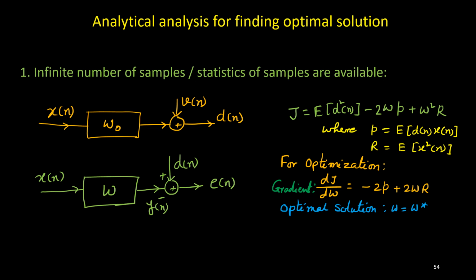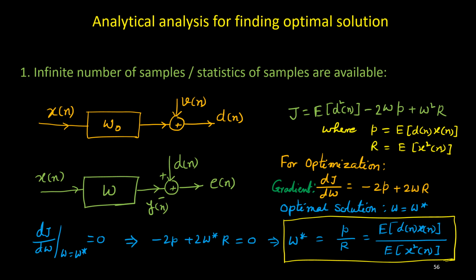And for the optimal solution, suppose w equal to w star is the optimal, meaning the minimum point. So at that point, the derivative should be 0. So we can solve for that. We can put minus 2p plus 2w star R equals 0. So if we solve for w star, 2 will cancel out, so it will become p upon R. That means expected value of dn xn upon expected value of x square n.